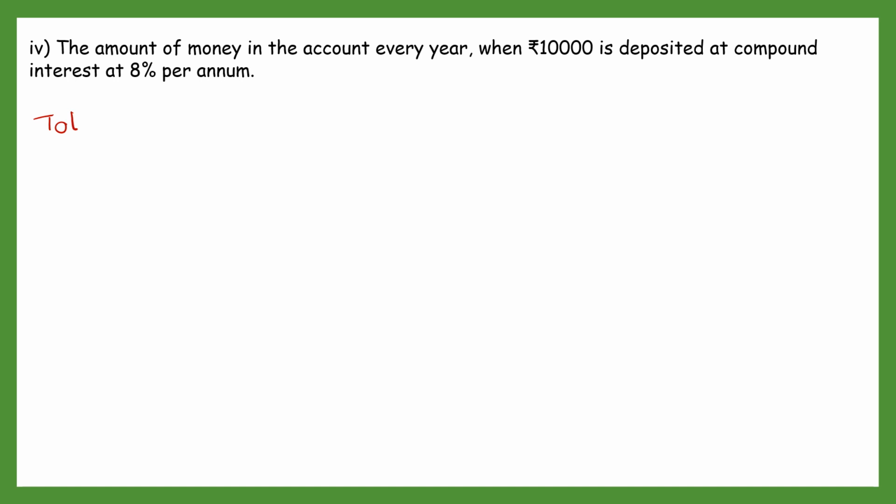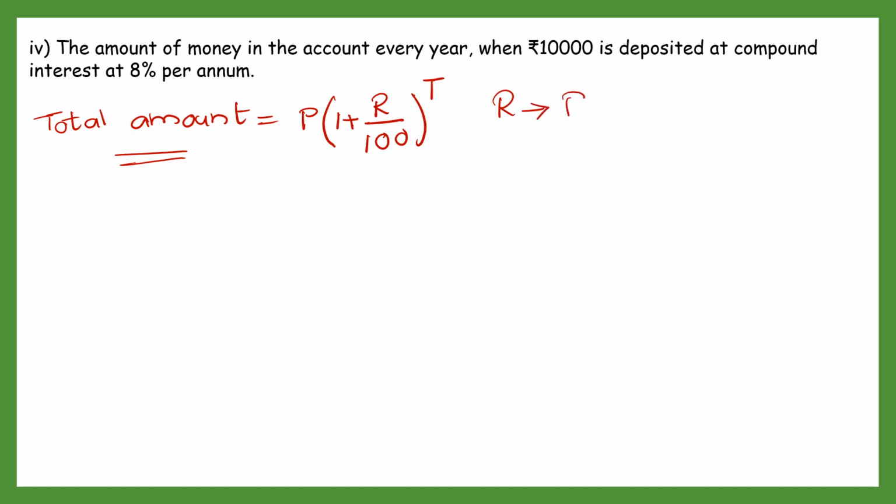Total amount after T years, if the principal is P and the rate of interest is R, after T years the total amount will be P into (1 plus R by 100) whole power T. Here R is the rate of interest.